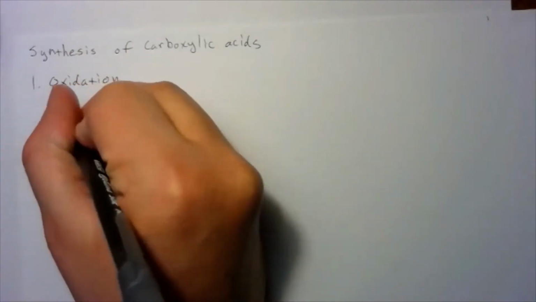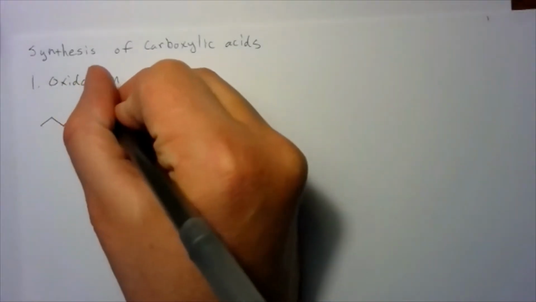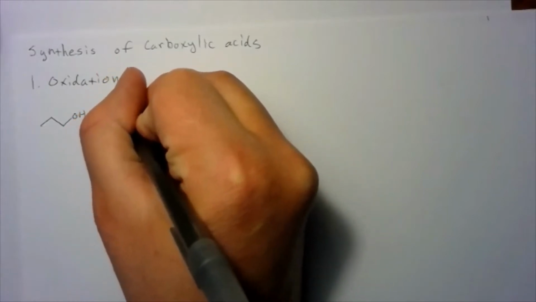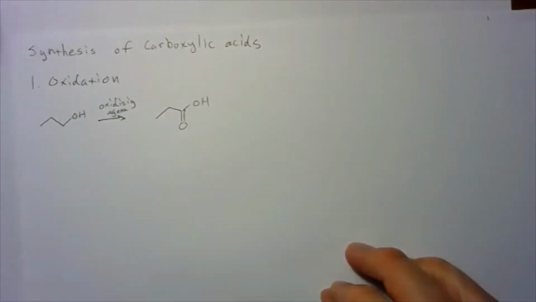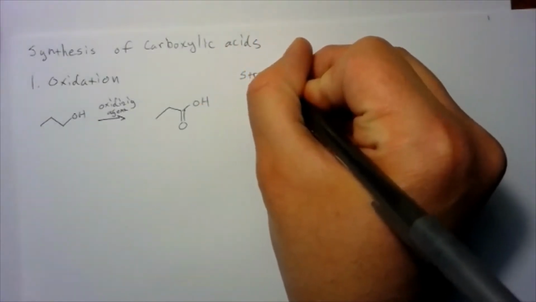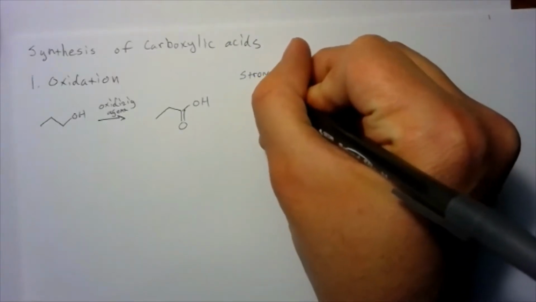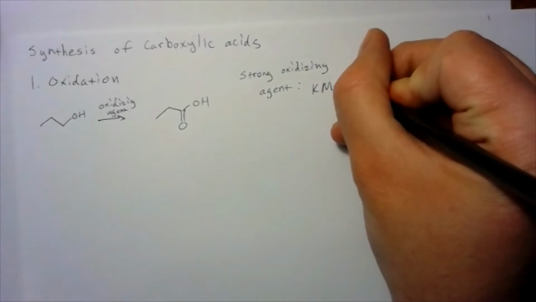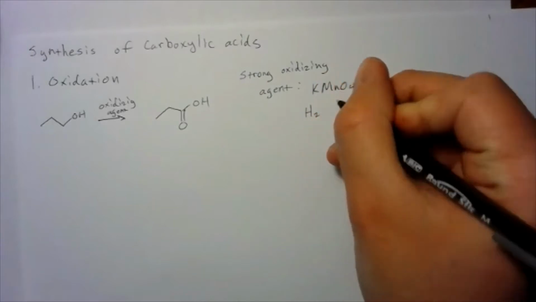So remember, we can start from a primary alcohol such as our propanol here, and we can treat it with an oxidizing agent to oxidize to our carboxylic acid. Again, remember, for oxidation to carboxylic acids, it requires a strong oxidizing agent. So this would be something like potassium permanganate or our chromic acid.